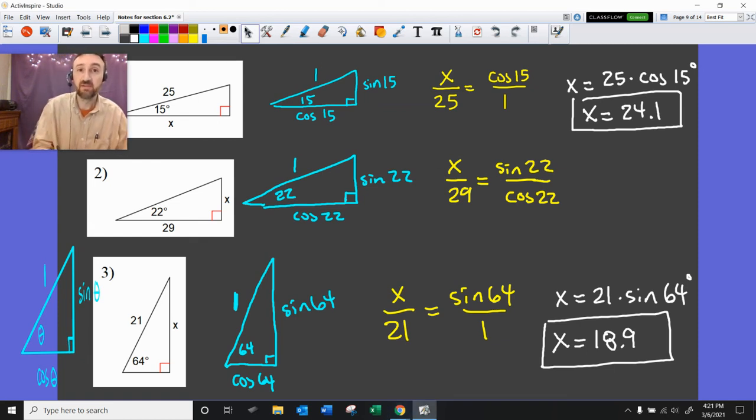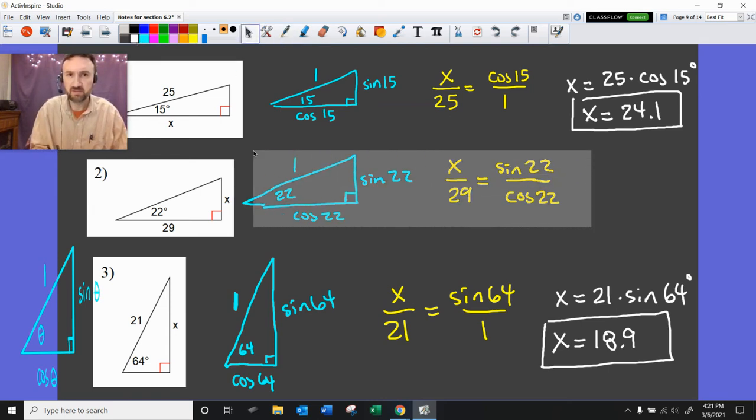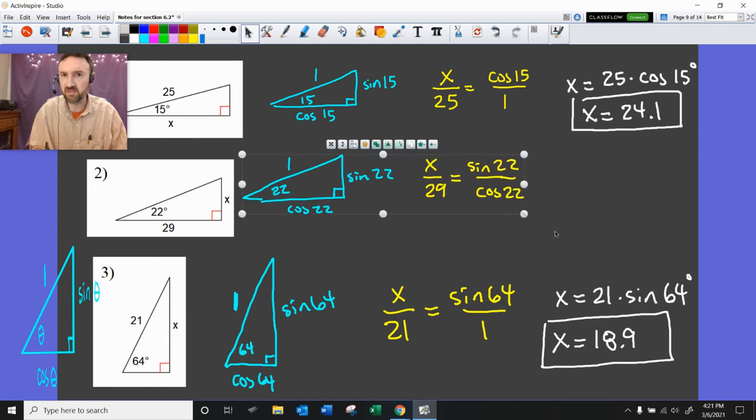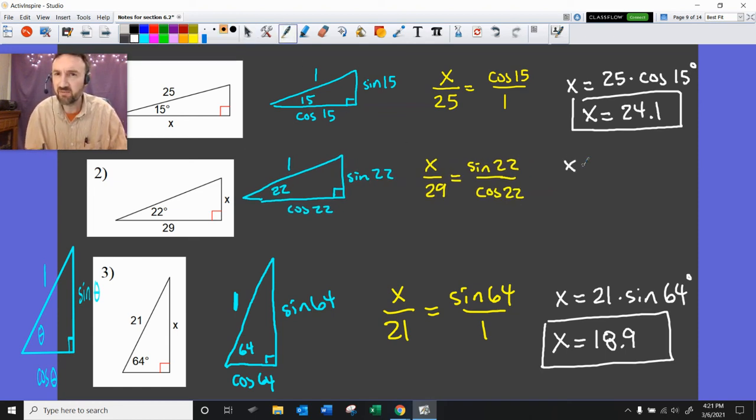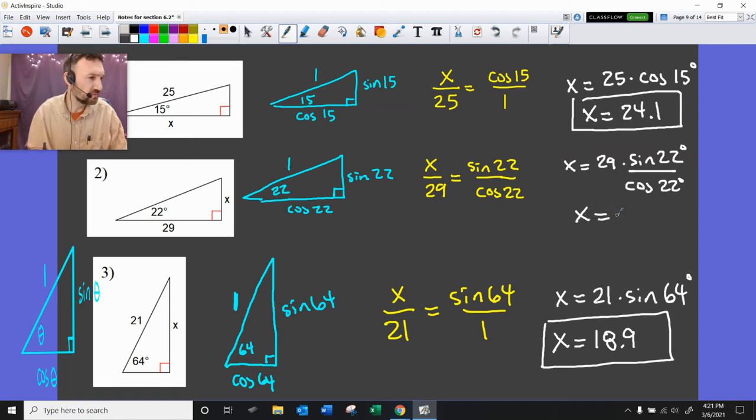You can have two of those trigonometric ratios, and then we're going to block this off and give myself just a little extra room. In this case, we would have x is equal to 29 multiplied by sine of 22 divided by cosine of 22, both degrees. So then x would be equal to 11.7.